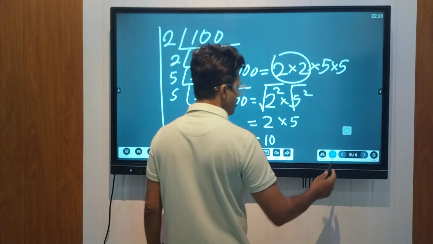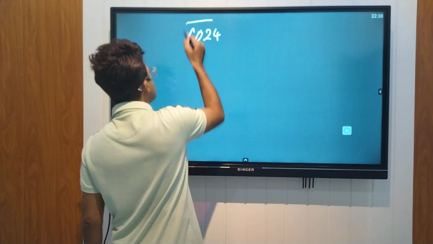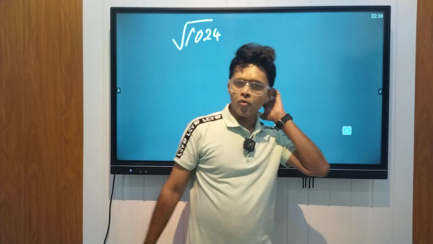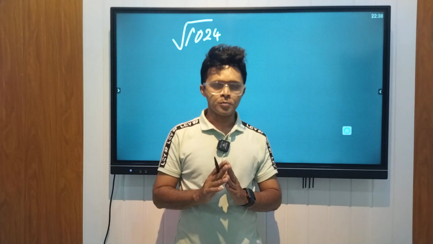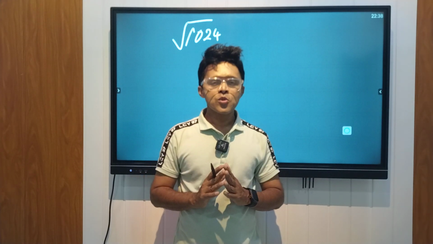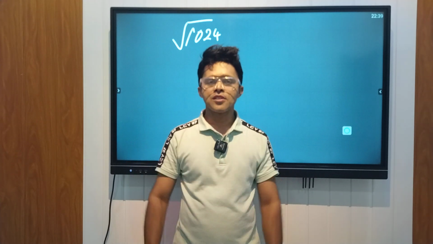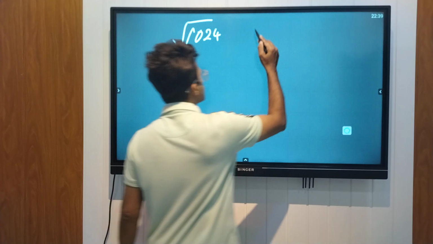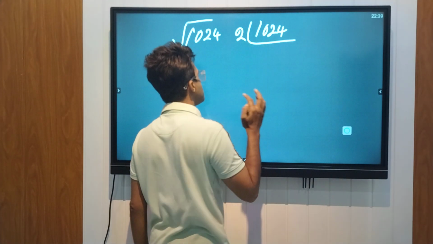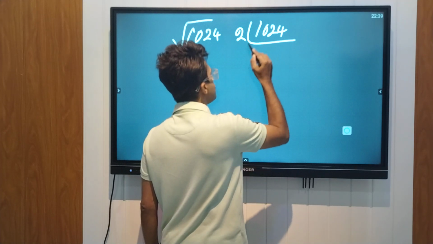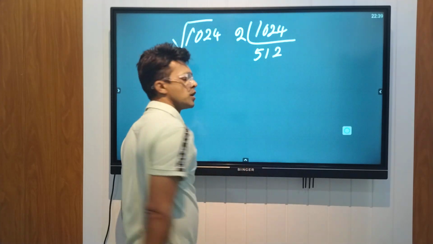Let's get the square root of 1024. How do you get the square root of 1024? This value can also be taken using prime factors. 1024 is an even number. This can be divided by 2, which gives 512.